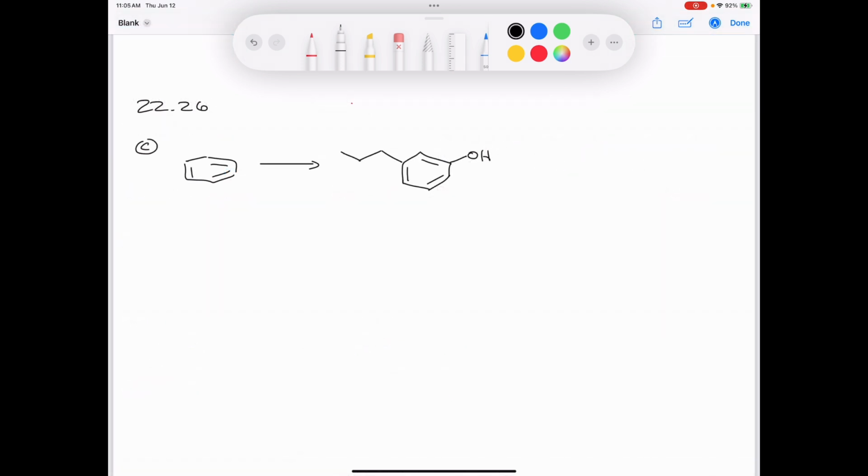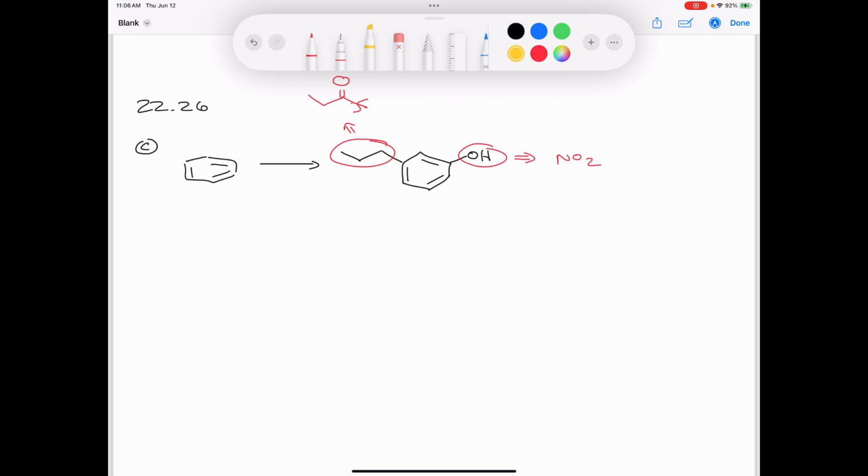Okay, 22.26c, we're trying to install a propyl group, and we also want to put in a hydroxyl group. Well, the only way we know how to install a hydroxyl group is to make a diazonium salt. So that means this is going to have to come from a nitro group, and remember that a nitro group is going to be a meta director. But also to make this propyl group, that's going to have to come from this carbonyl group, right? So that we avoid any kind of carbocation rearrangements.